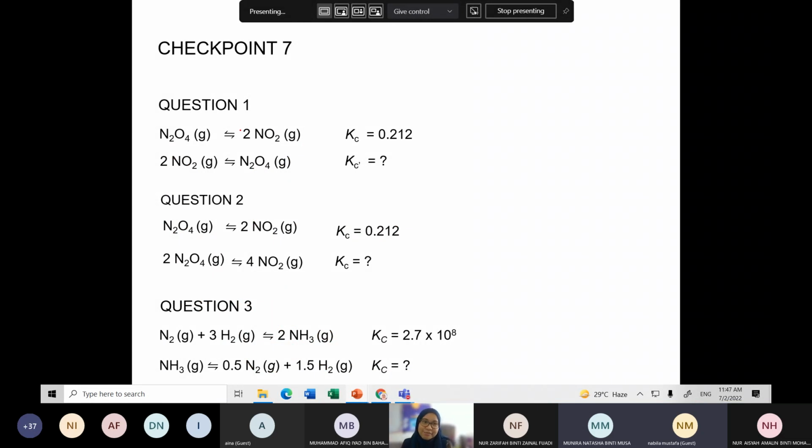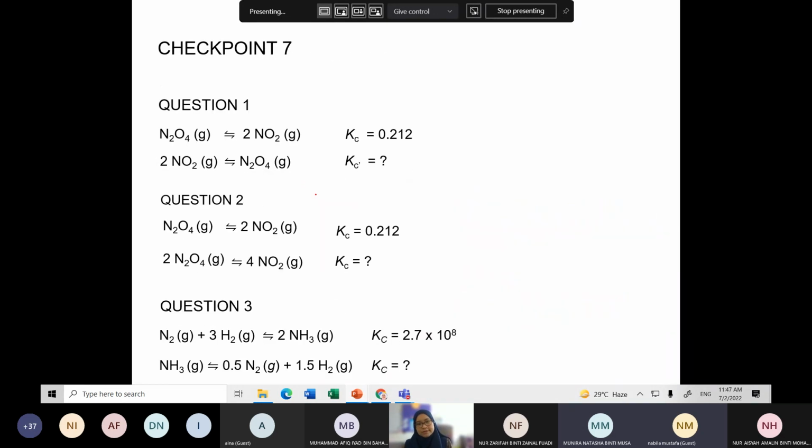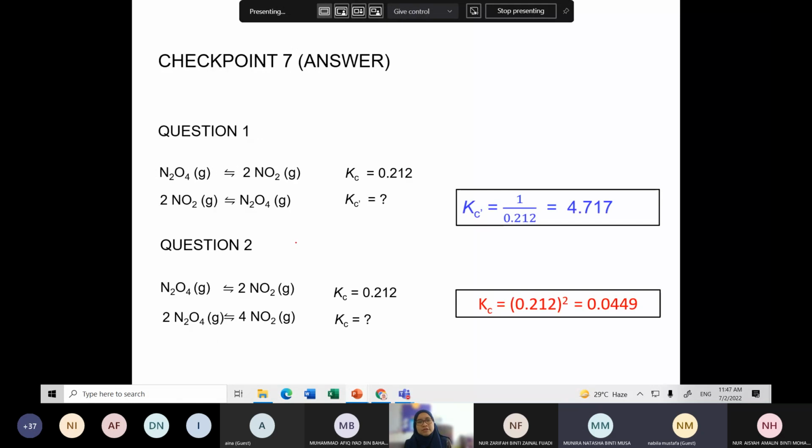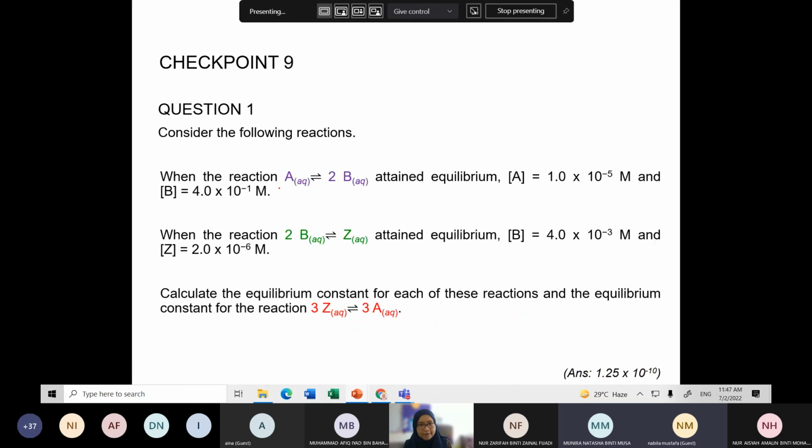Okay, checkpoint 7. Okay, try to complete all of this checkpoint. Try dulu. Okay, we will discuss it tomorrow. Jawapan. Okay, try. Dia very straightforward je. Okay, try dulu. And then we have question 8. You can also try question 8. Okay, based on manipulation just now. Try question checkpoint 8. And then we have checkpoint 9.